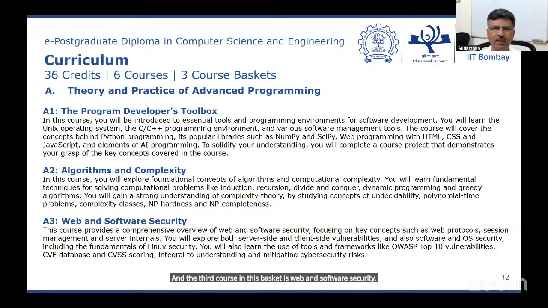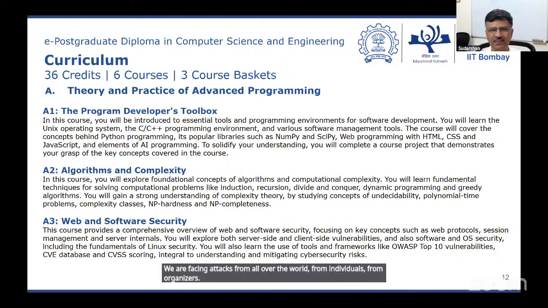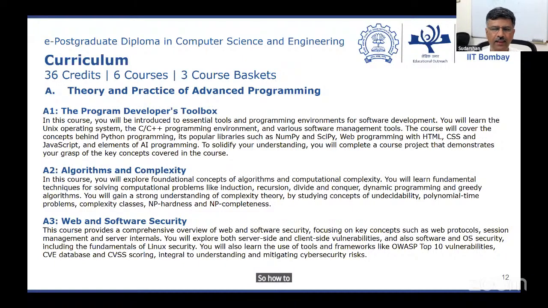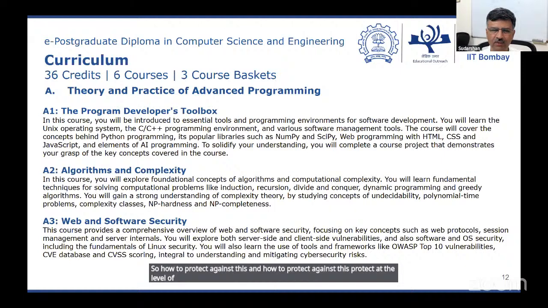As many of you may be aware, security is a huge issue in the real world today. We are facing attacks from all over the world, from individuals, from criminal organizations, to nation states which would love to see, especially companies and government sites in India attacked. So how to protect against this, and protect at different levels, whether it is web, network, or software in general.